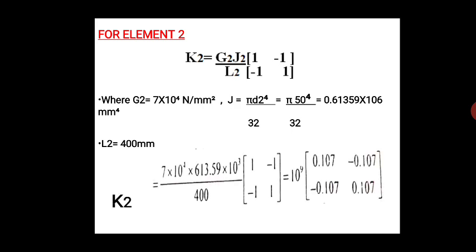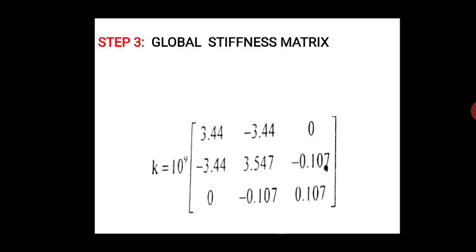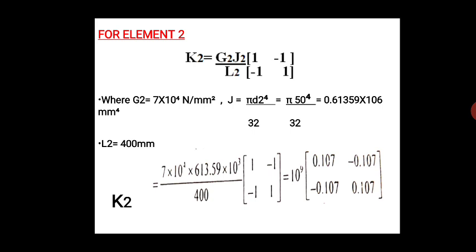And substituting the values of G, J and L, we have the second element stiffness matrix K2 is equal to 7 into 10 raised 4 into 613.59 into 10 raised 3 divided by 400, that is the length of the second element, into 1 minus 1 minus 1 and 1. And we now retain the power outside, that is 10 raised 9 into 0.107 minus 0.107 and minus 0.107 and 0.107. That is the element stiffness matrix for the second element.